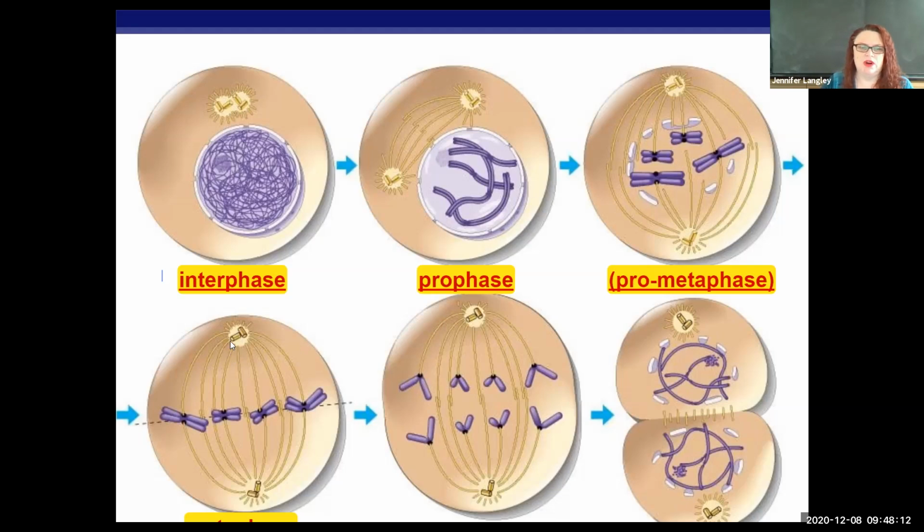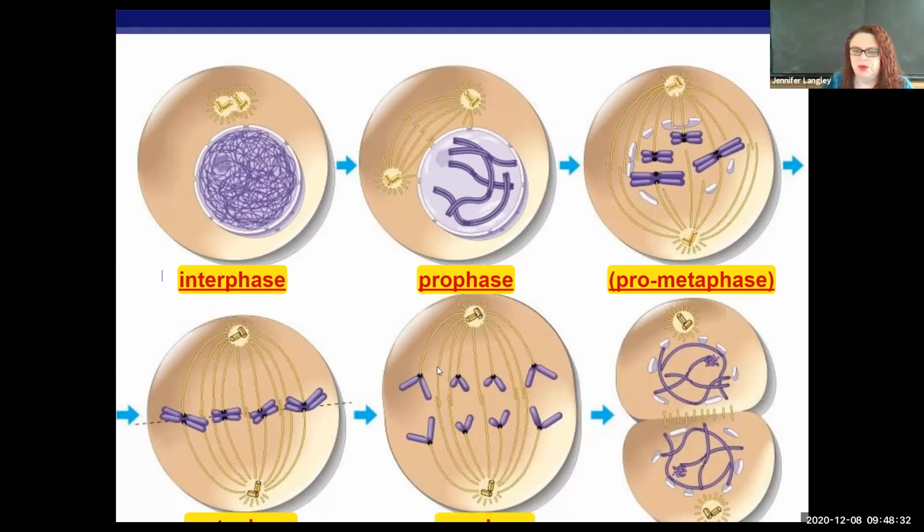We have our spindle fibers that have attached here to our chromosomes, and in metaphase, they're in the middle. Now they don't line up perfectly. We'll see some ends trickling, moving back and forth. They're not exactly in a line, but they're along the metaphase plate or the middle plate.